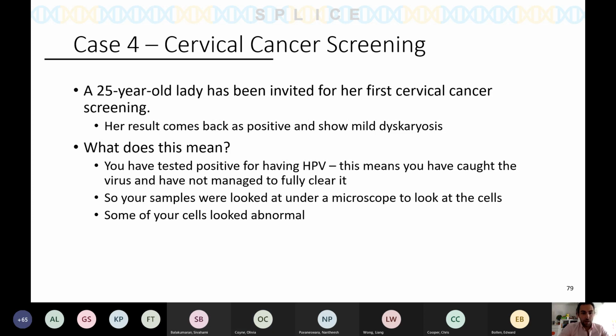So this is how I was thinking I might phrase it. So you've tested positive for this virus. This means you've caught it and you've not managed to fully clear it. So we looked at your samples under a microscope and we looked at the cells, and some of your cells are looking a bit abnormal.